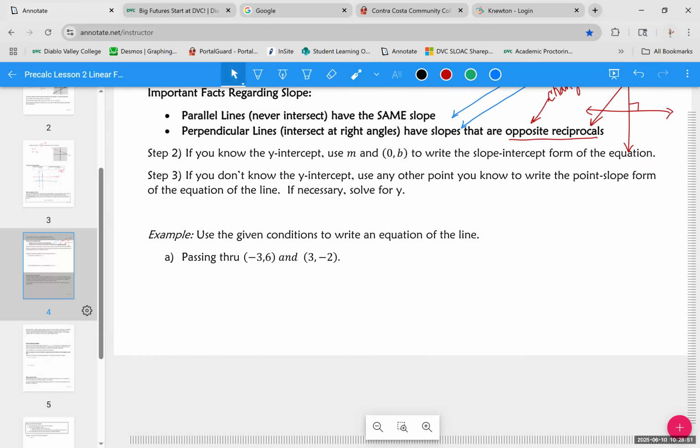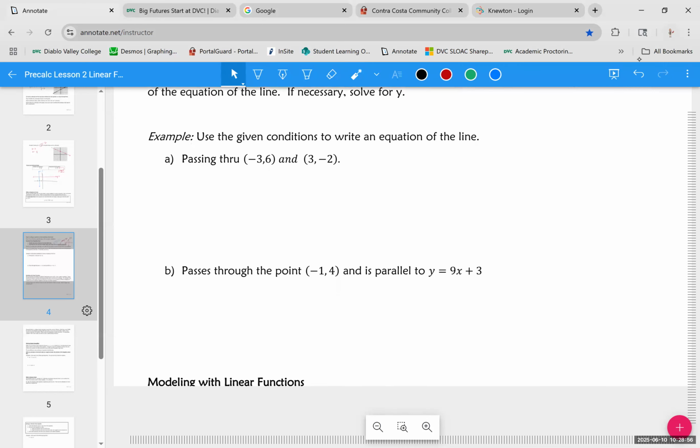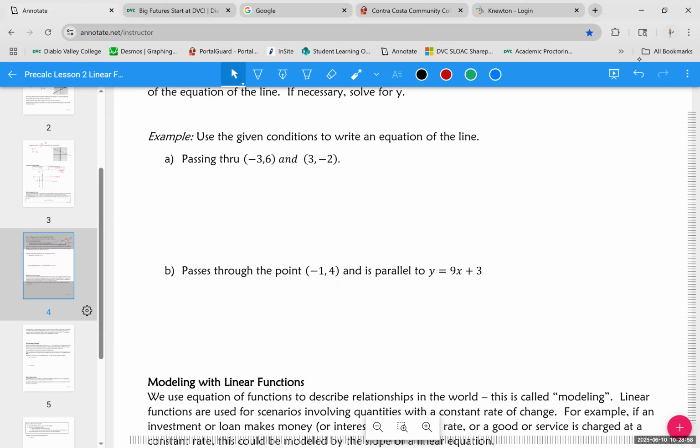So let's look at a couple of examples. For the first one, we're going to write the equation of the line passing through these 2 points. So I need the slope. I don't have the slope, so I'm going to use the slope formula. Change in y over change in x, which would be -8 over 6. Should I simplify? The answer is always.